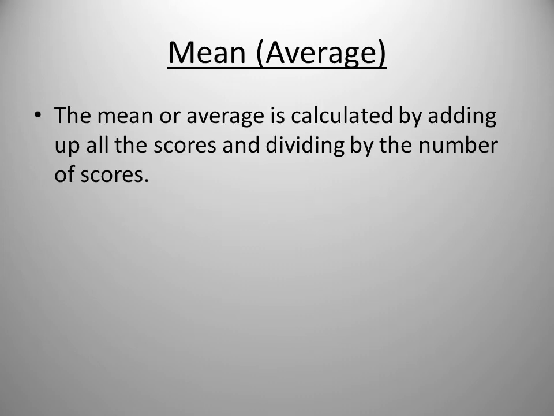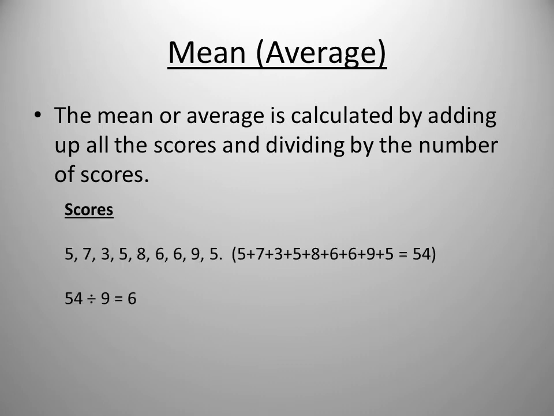Okay, so we start with the mean, otherwise known as the average. You get it by adding all the scores you've got and dividing by the number of scores. As you can see, we've got some scores just here. There are 9 of them. So in the end, we'll be dividing by the number 9.